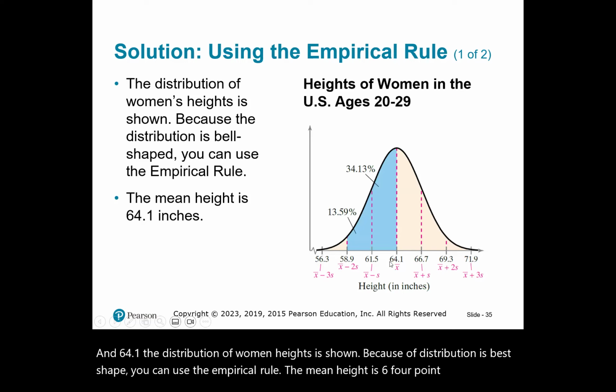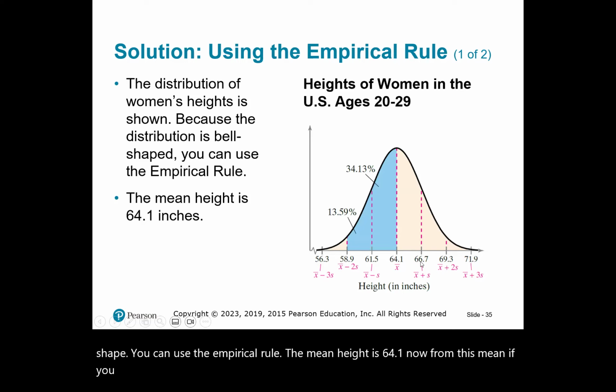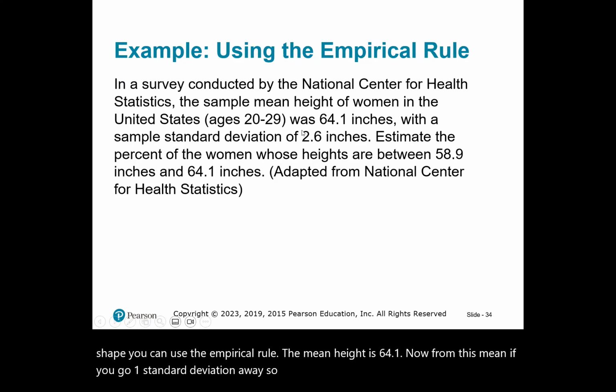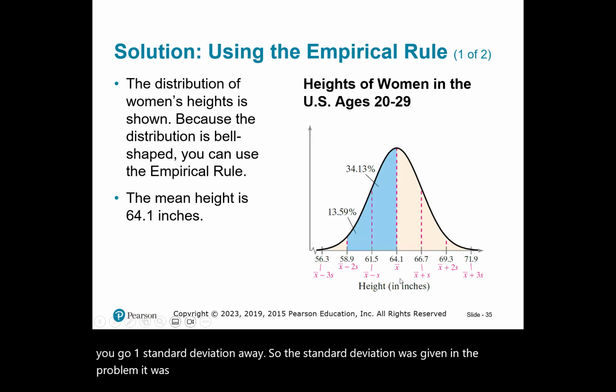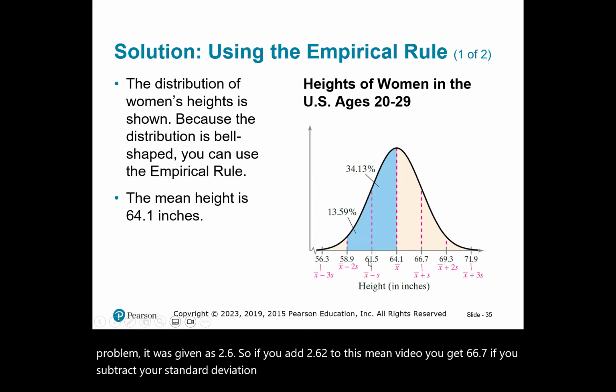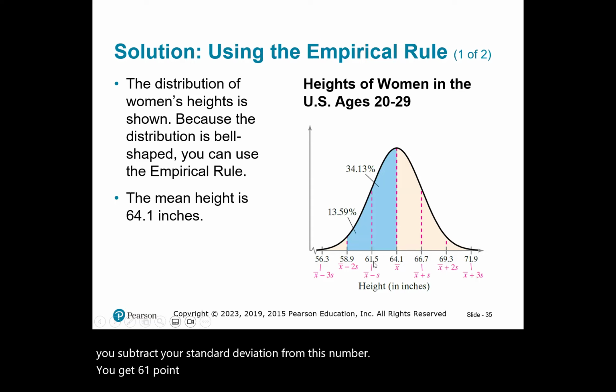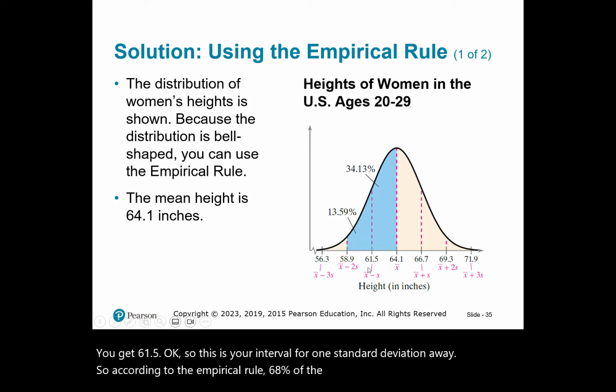Now from this mean, if you go 1 standard deviation away, the standard deviation was given in the problem as 2.6. If you add 2.6 to the mean value, you get 66.7. If you subtract your standard deviation from this number, you get 61.5. So this is your interval for 1 standard deviation away. According to the empirical rule, 68% of the data is going to be within 1 standard deviation of the mean.